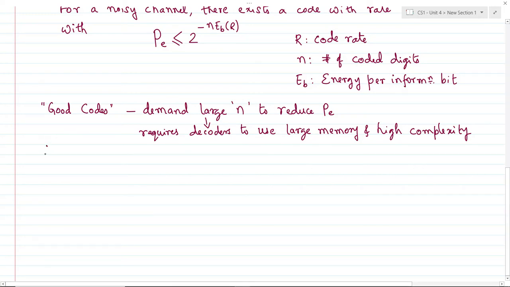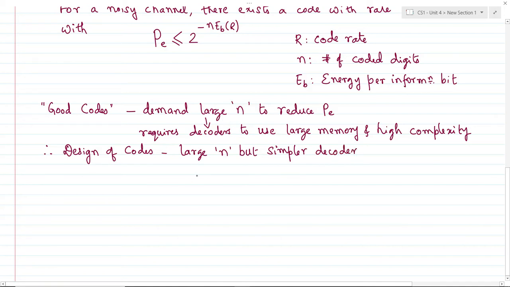Therefore, design of the codes involves two parameters. One is to keep a large n, but with a simple decoding technique, a simple decoder. So there's a trade-off between these two.